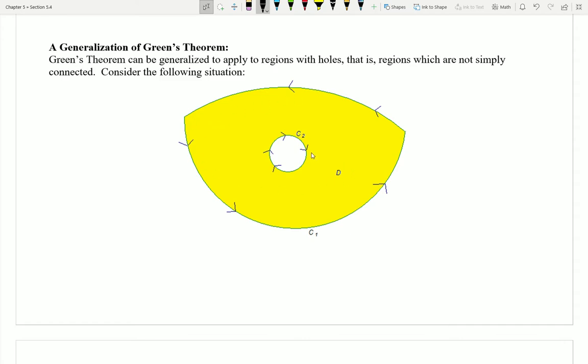Maybe here we have a region D. I can see that I have a positively oriented curve, C1. It's positively oriented: when I reach out with my left hand, I touch the yellow space. And notice that on the inside here, I have C2, and it's enclosing a hole. But it is still positively oriented because when I'm walking in this direction and reach out to the left, I still only touch the yellow space. So both these are positively oriented curves.